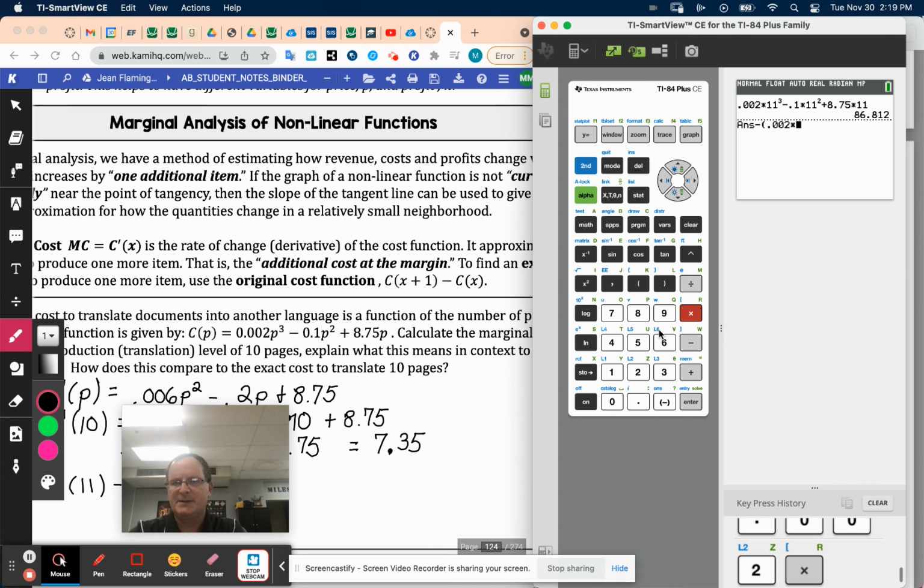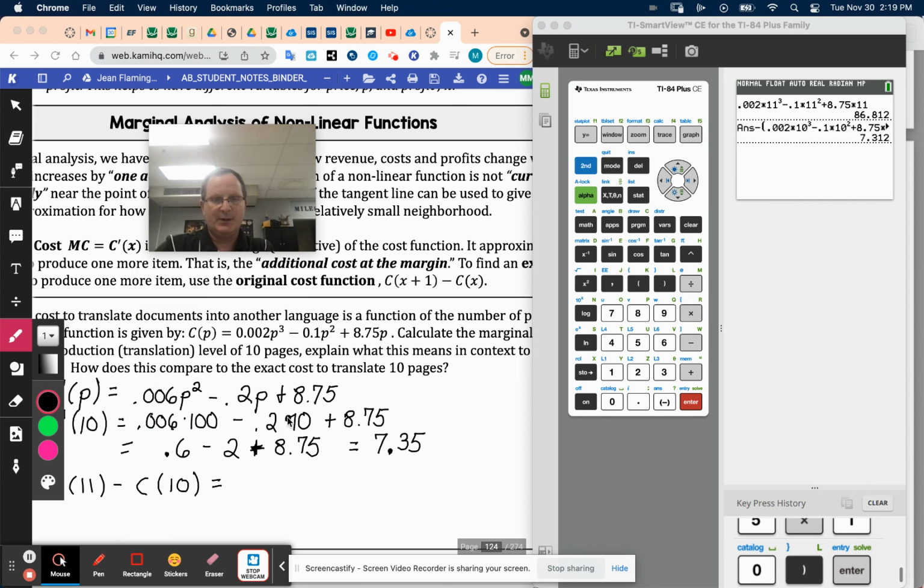And then subtract out all of 0.002 times 10 cubed, minus 0.1 times 10 squared, plus 8.75 times 10. Didn't need the parentheses, but there you go.